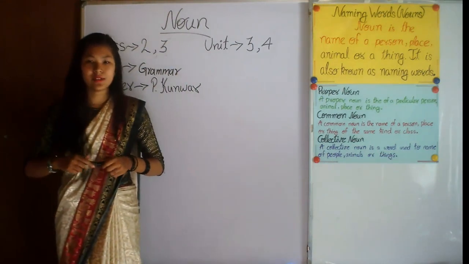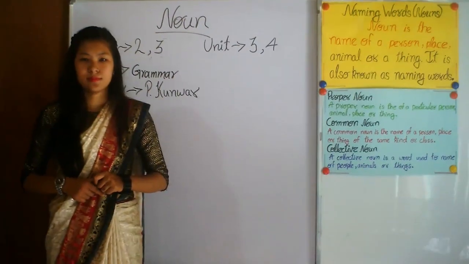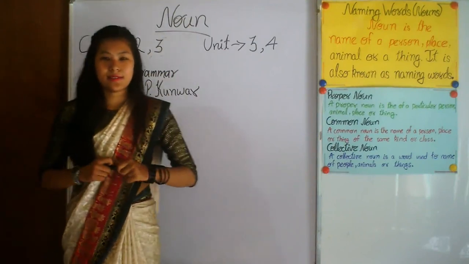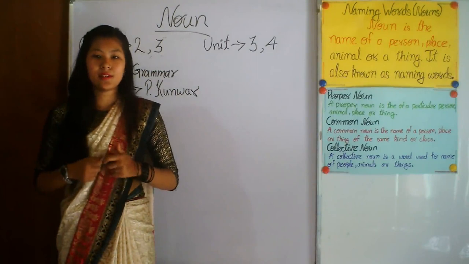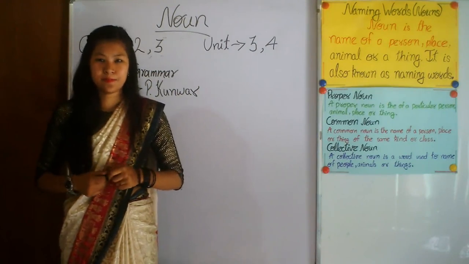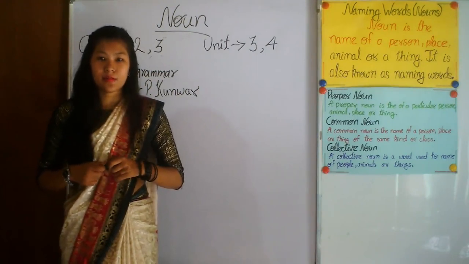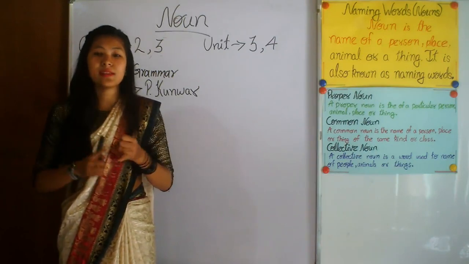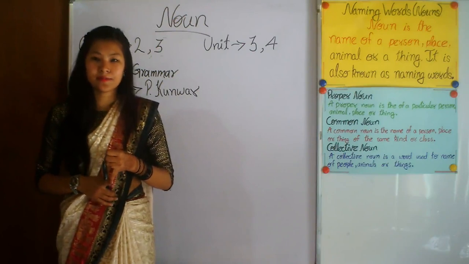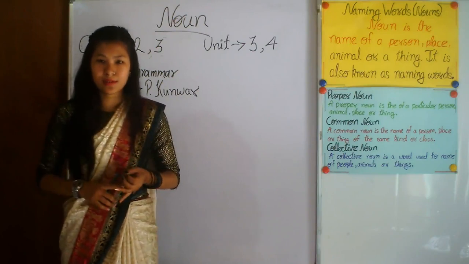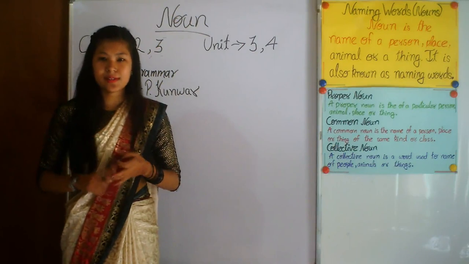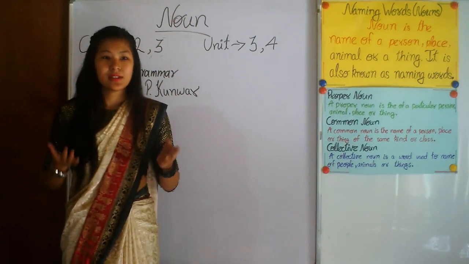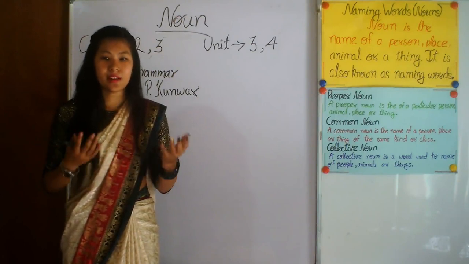Noun. What is noun, dear children? Dear children, everything in the world has a name. Like we can see in our environment or around us, we can see many people like father, mother, brother, sister, friends, teacher, etc. are the names of person.